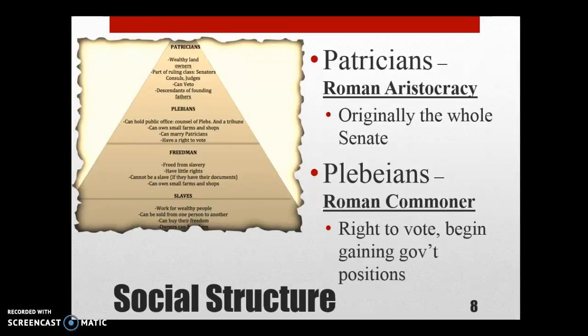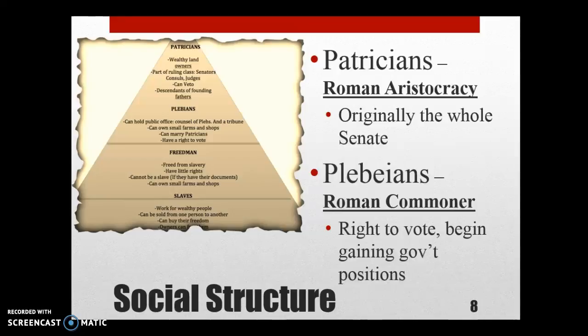The social structure in Rome will have two main groupings, the patricians and the plebeians. The patricians are the Roman aristocracy. This was the top tier of the Roman social pyramid. They would be landowners, often large landowners or estate owners. In the beginning of the Roman Republic, the patricians would have made up the entire Senate. There would have been no plebeian members.